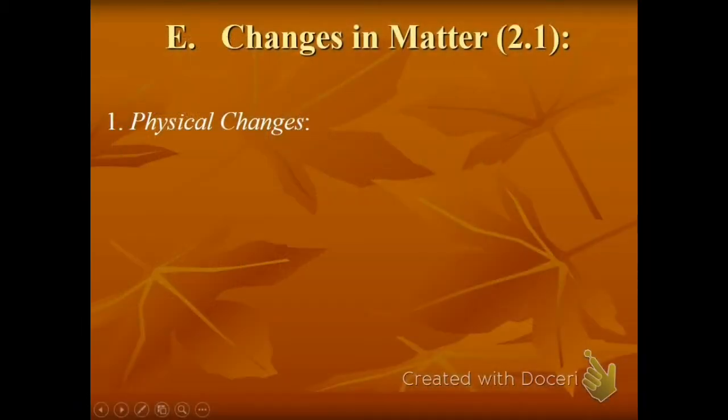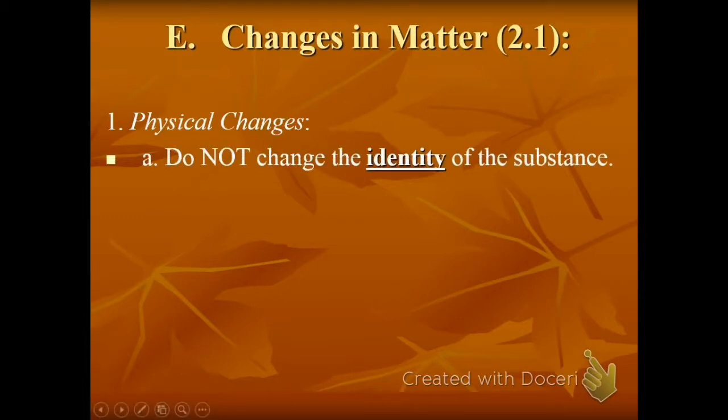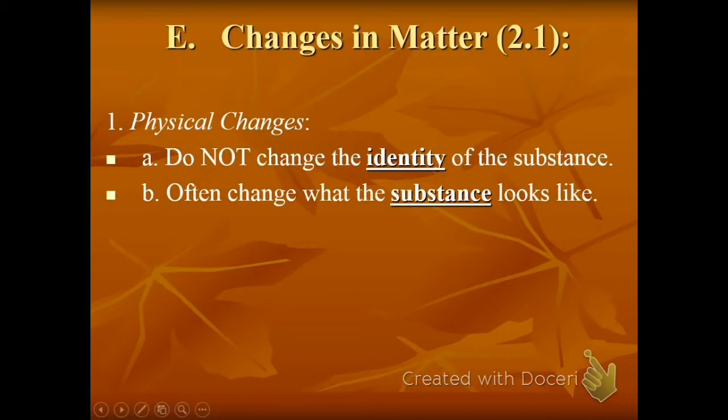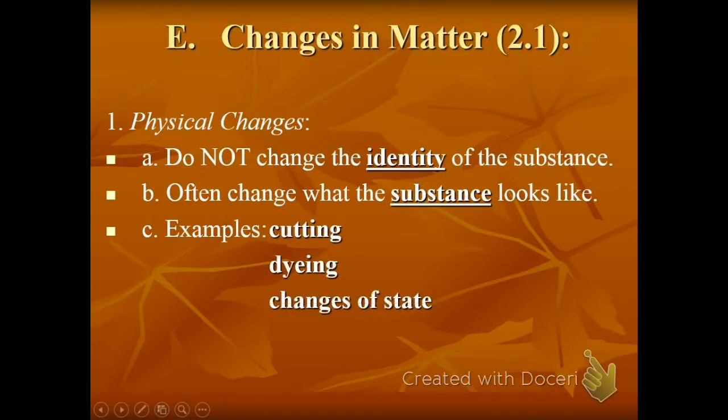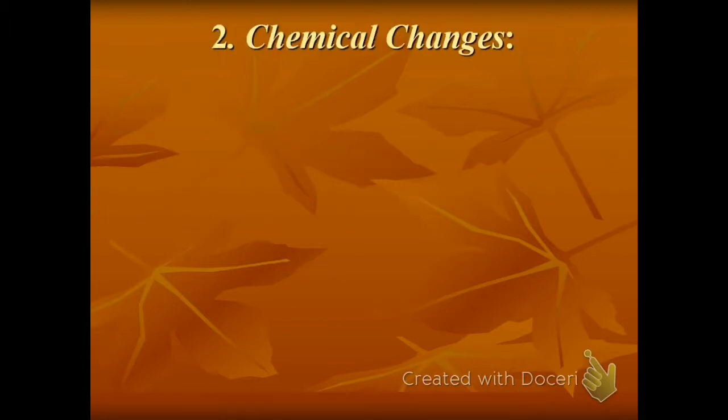The last thing I want to talk about is physical and chemical changes. Physical changes are things that do not change the identity of the substance, but they can change what the substance looks like. So for example, if you cut something, dye it a different color, or change its state from a solid to a liquid to a gas, these might look different, but they all keep the same substance. The identity of what that thing is still the same.